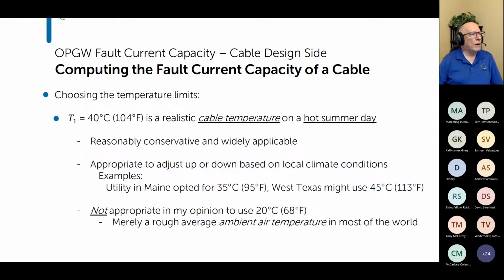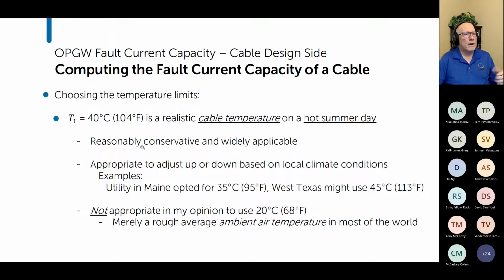Well, for T1, for a long time, the de facto industry practice was to use 40 degrees C, which is 104 F. It's a realistic cable temperature on a hot summer day. That's reasonably conservative and it's widely applicable. But it is appropriate to adjust up or down based upon your local climate conditions, right?